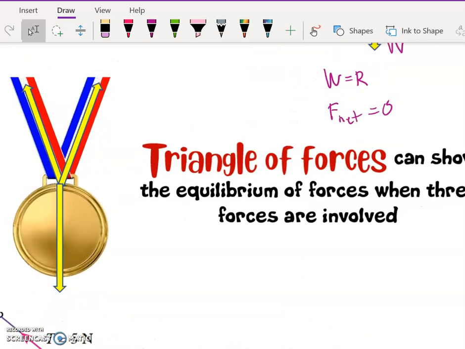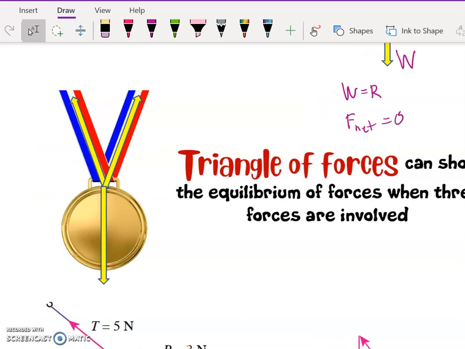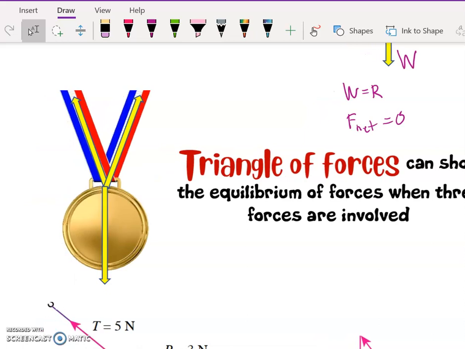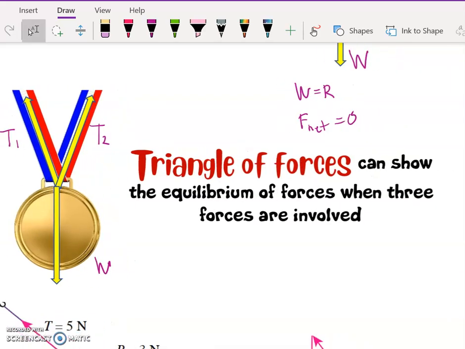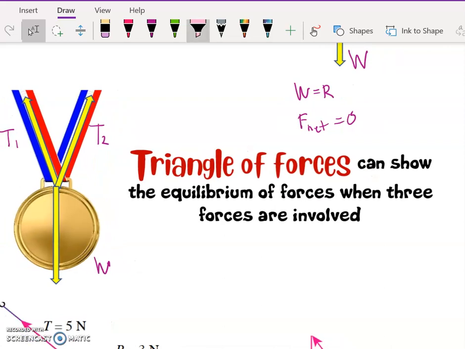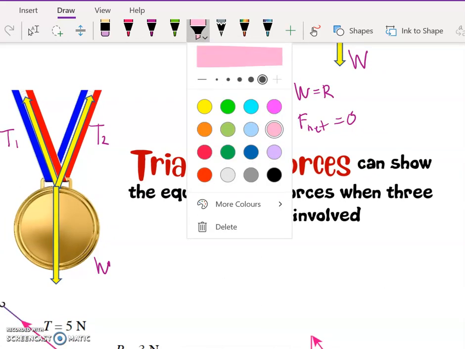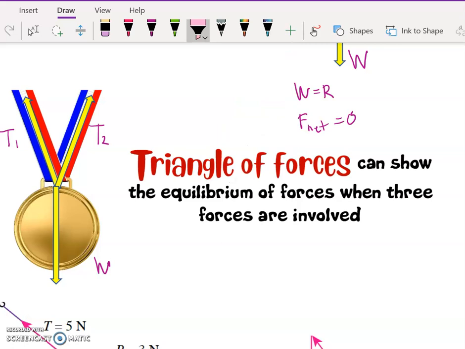For example, in this situation, a medal is hung. So we have tension 1, tension 2, and the weight of the medal acting downward. So here, one method that can be used is triangle of forces. For this method, it can show the equilibrium of forces when three forces are involved.